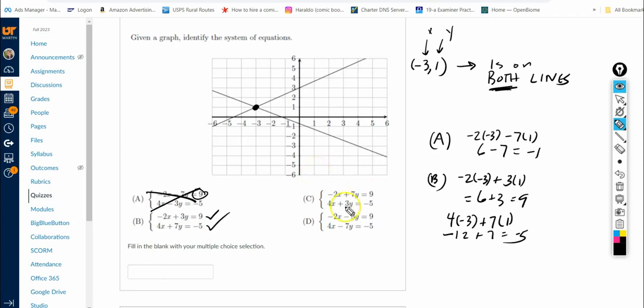I don't have to look any further because this intersection point is on both lines in the graph, so it has to make both equations true. And so there will never be more than one correct answer, so my answer here is B.